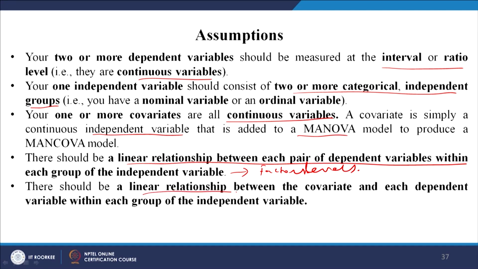There should be a linear relationship between the covariate and each dependent variable. There should be no interaction within each group, and there should not be any relationship between the covariate and the independent variable. It should hold at different levels of the independent variable: there has to be a correlation between the covariate and the dependent variable, right. Simple up to this much.